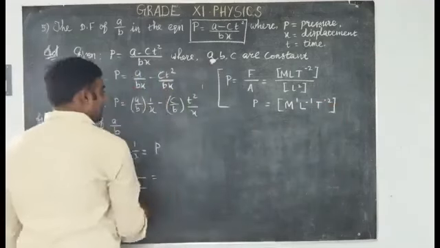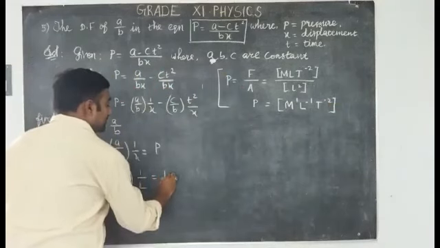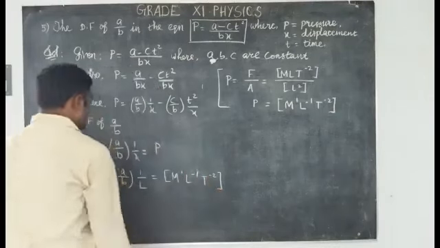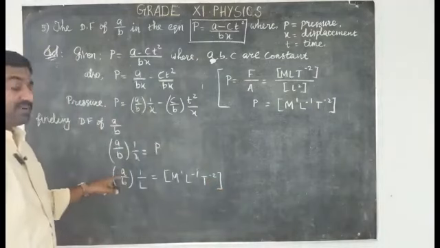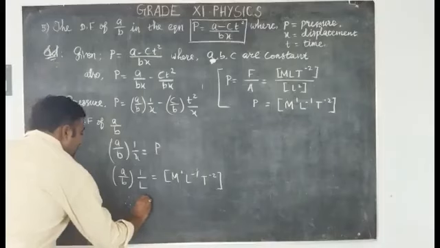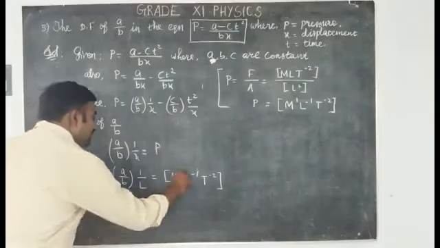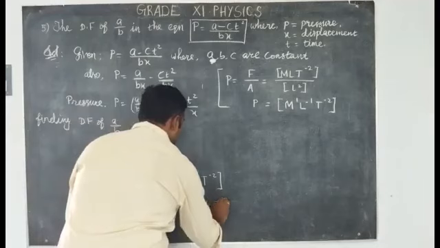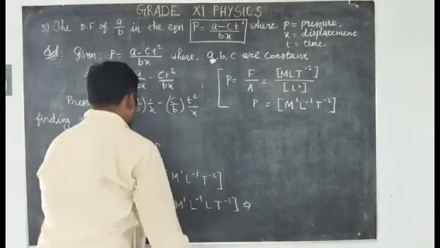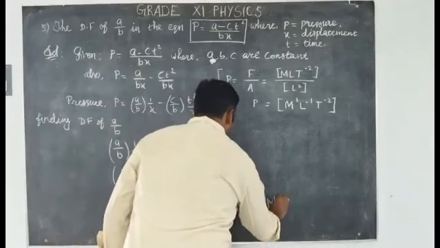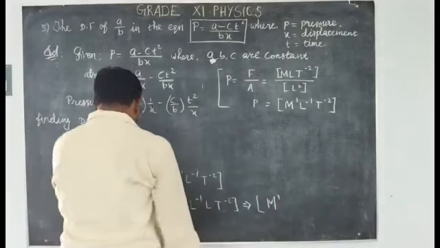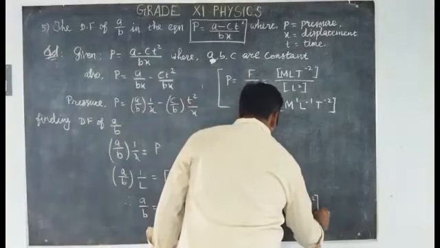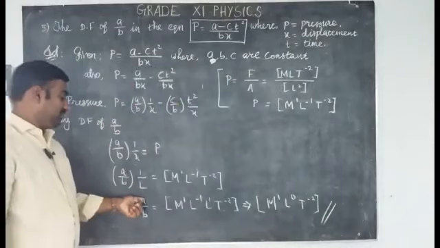This is the dimensional formula of the pressure. So substitute it. M power 1, L power minus 1, T power minus 2. But they are asking us to find the dimensional formula of A by B, no? Therefore, A by B is equal to this denominator L multiplied on that side. Then already we have M power 1, L power minus 1, this L is multiplied there, then T power minus 2. Then finally, the dimension of A by B is M power 1, L power 0 since minus 1 and plus 1 cancel away, and T power minus 2. This is the dimension of the ratio A by B.